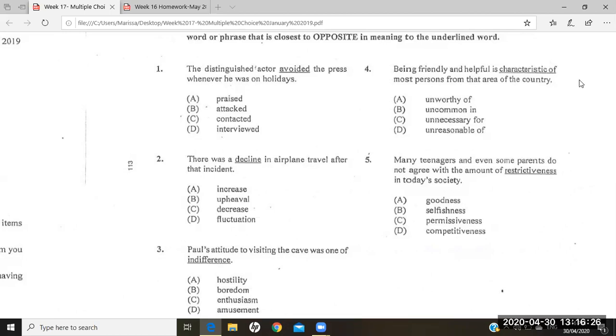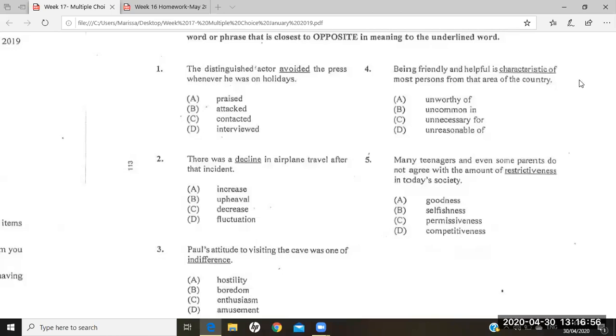Being friendly and helpful is characteristic of most persons from the area of the country. I guess B. Yes, it is B, uncommon in. Very good. And number 5. Many teenagers and even some parents do not agree with the amount of restrictiveness in today's society. C?